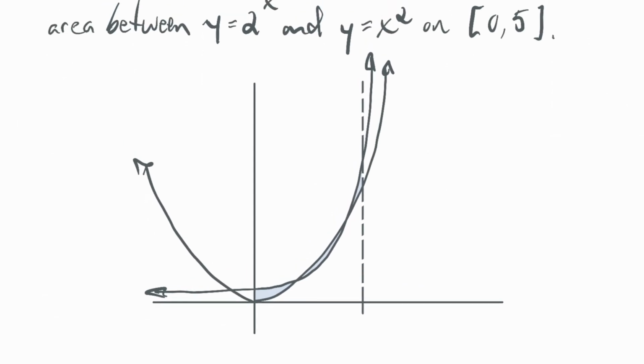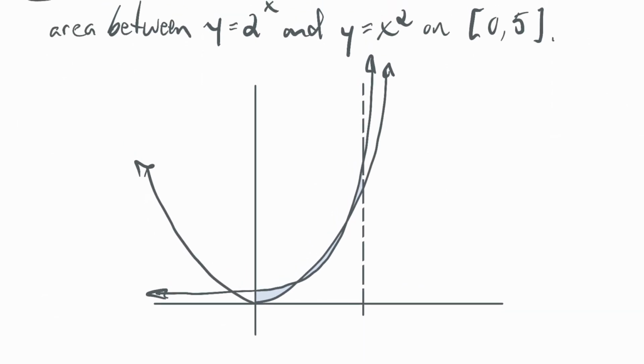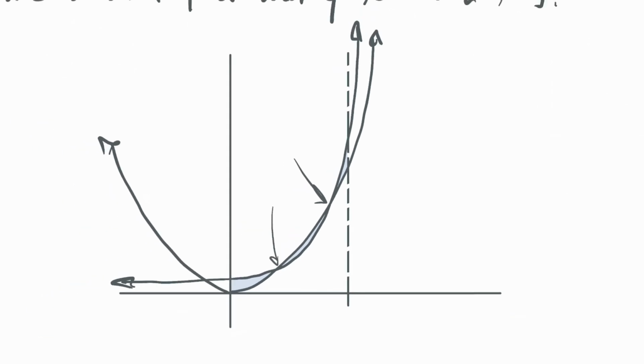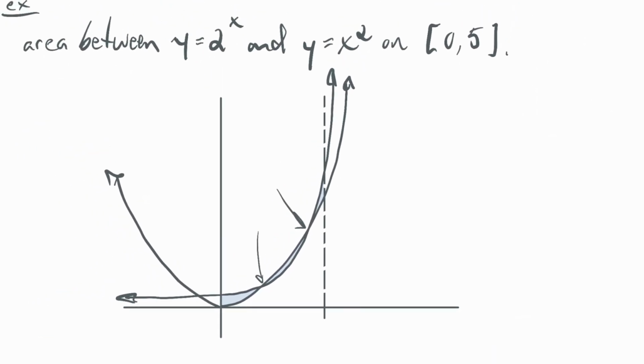So you can probably tell from the graph, these cross twice, right there and right there. But what values are those? We're going to have to do this integral in pieces because I want to find the area between the two graphs, and I've got 3 regions, right?